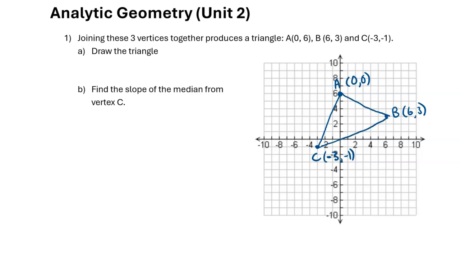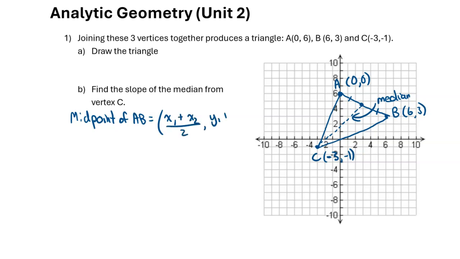Now part B said find the slope of the median from vertex C. So the median from vertex C is a line that goes from vertex C and intersects the midpoint of the opposite side. So it's intersecting the midpoint of side AB. So you can see here what we're going to have to do is first find the midpoint of AB to find the slope. In order to do that, it's just the average of the x values and the average of the y values. So it's x1 plus x2 divided by 2, y1 plus y2 divided by 2.